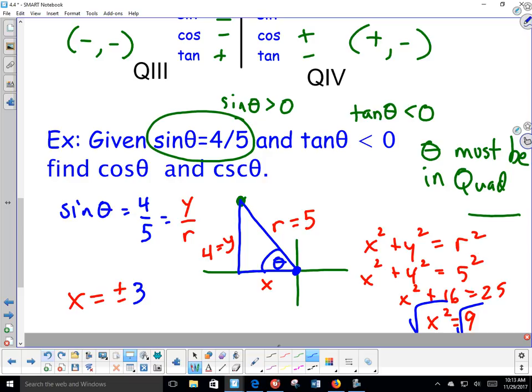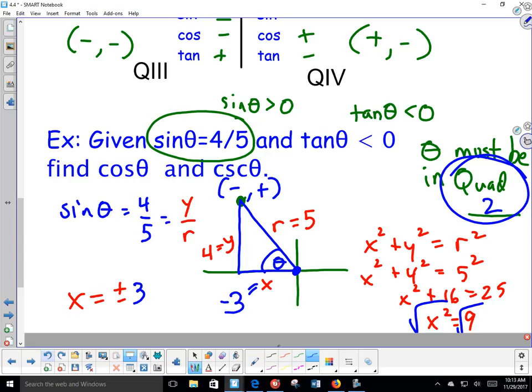And not only that, we've already decided we're in quadrant 2. In quadrant 2, ordered pairs are always negative, comma, positive, right? So my cosine has got to be negative. So that means we want negative 3 for our x. X has got to be negative 3.